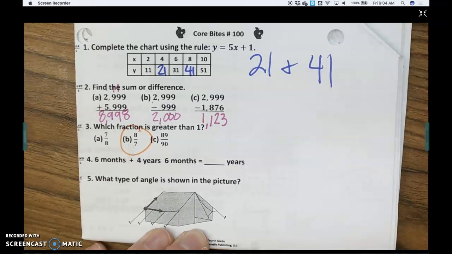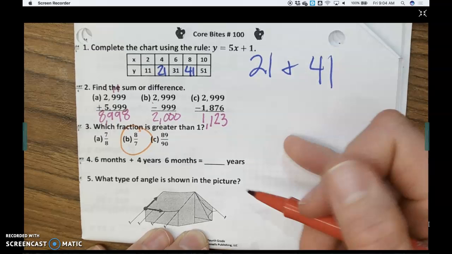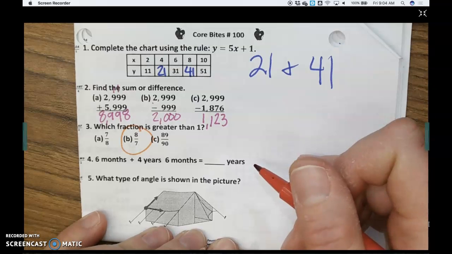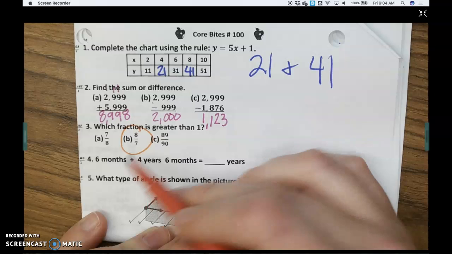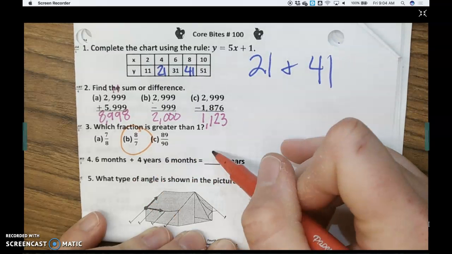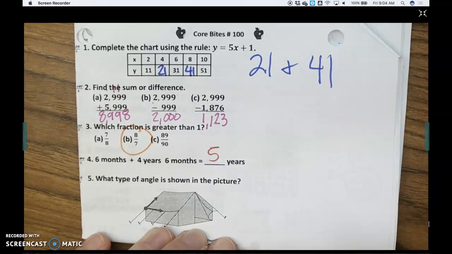And then for the next one, 4 months and 6 months and 4 years, 6 months equals how many years? So if you know that there are 12 months in a year, 6 months plus 6 months is 12 months, so that's 1 year. So then 1 year plus 4 would give you 5 years, okay?